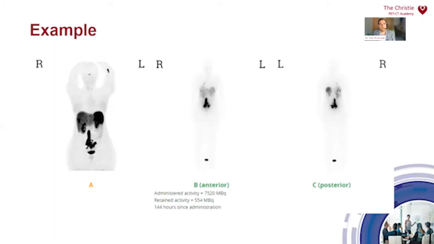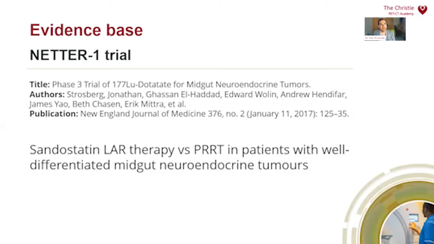So this is quite an elegant way of treating people compared to just kind of shining radiotherapy in through the skin surface, but we need to know that it actually works. The evidence breakthrough for PRRT really came with the NETTER-1 trial in 2017, and that trial randomized about 230 patients to either conventional somatostatin analog therapy or lutetium PRRT in the context of well-differentiated midgut neuroendocrine tumors.